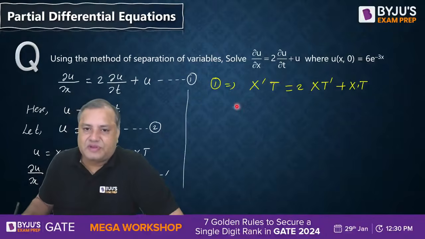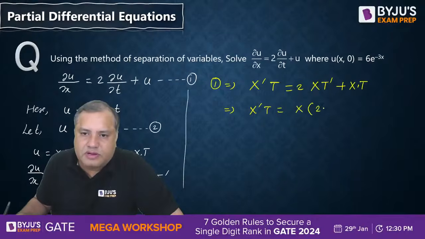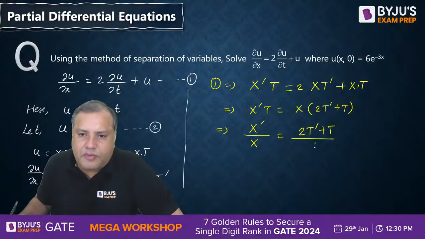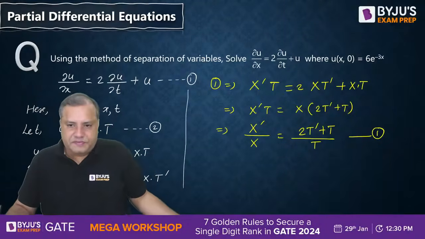Now see here, on the right hand side, what you are doing: X dash T, capital X common, 2T dash plus T. So X dash upon X and 2T dash plus T upon T. This is my equation 1. I hope you all have understood till this point.